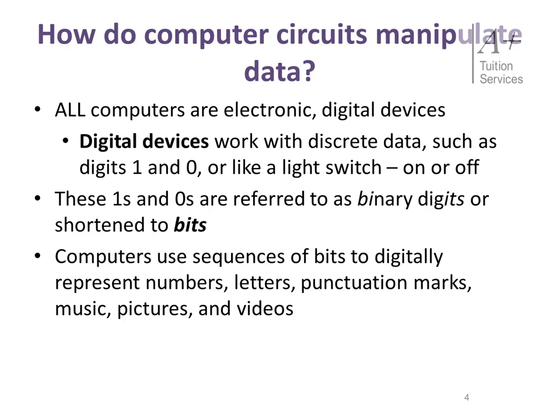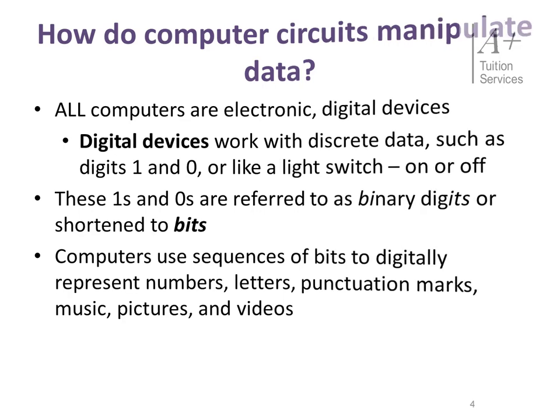Computers use sequences of bits to digitally represent numbers, letters, punctuation marks, music, pictures, and videos. So depending on what we type or what we enter into our system, the computer will manifest it to mean a host of binary digits, 1s and 0s. Okay, so a letter, a punctuation mark, music, pictures, videos, whatever it is, the computer will analyze it based on binary information and then it will relate us back to what we can understand, which is the information.